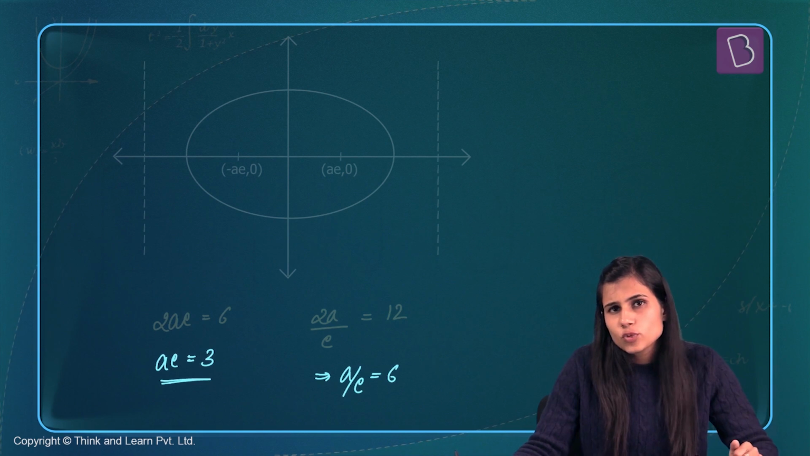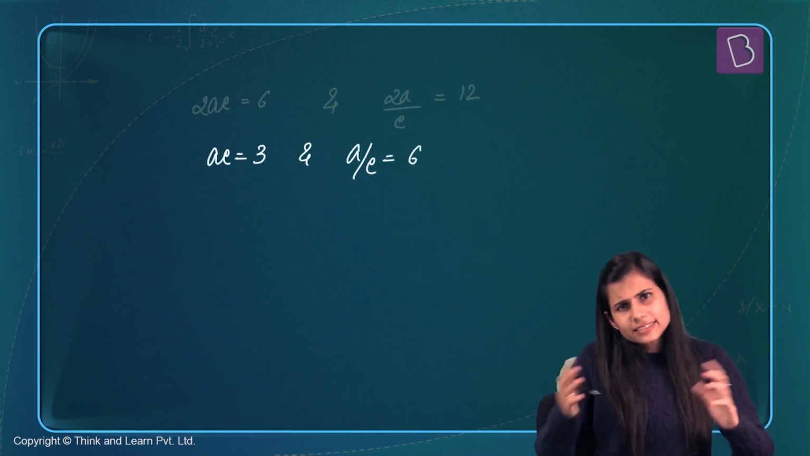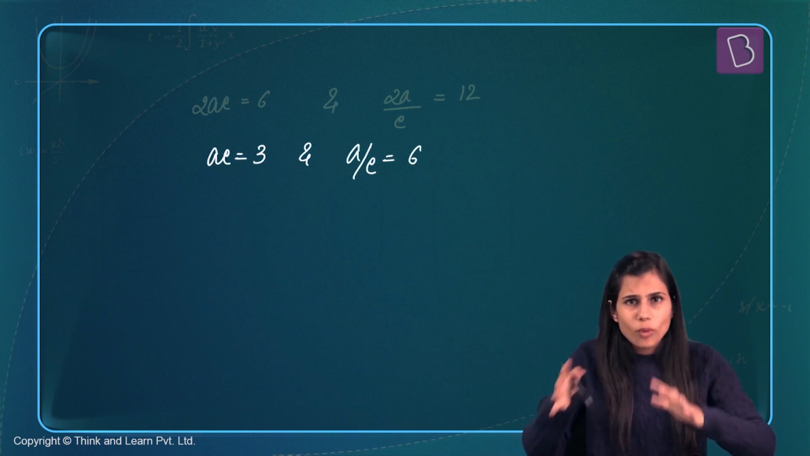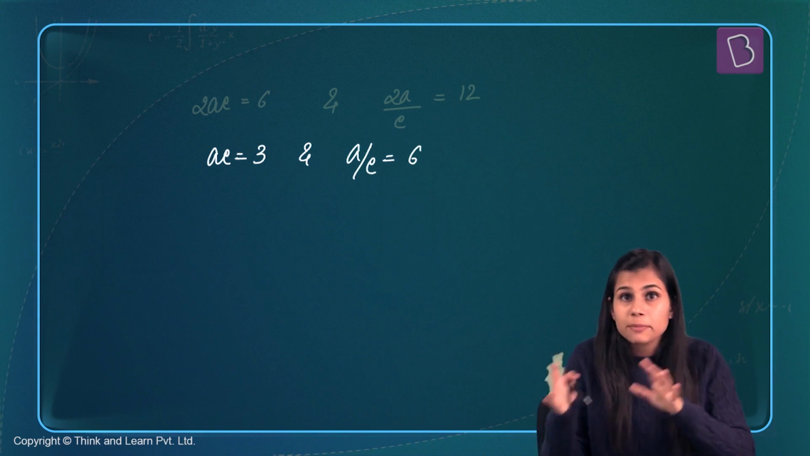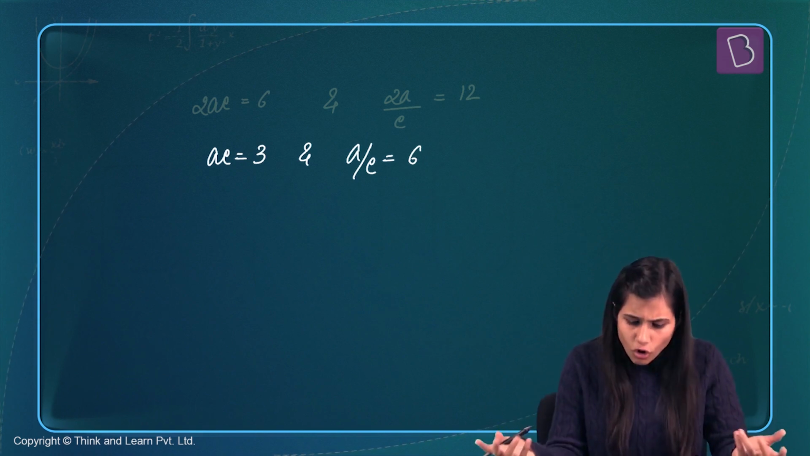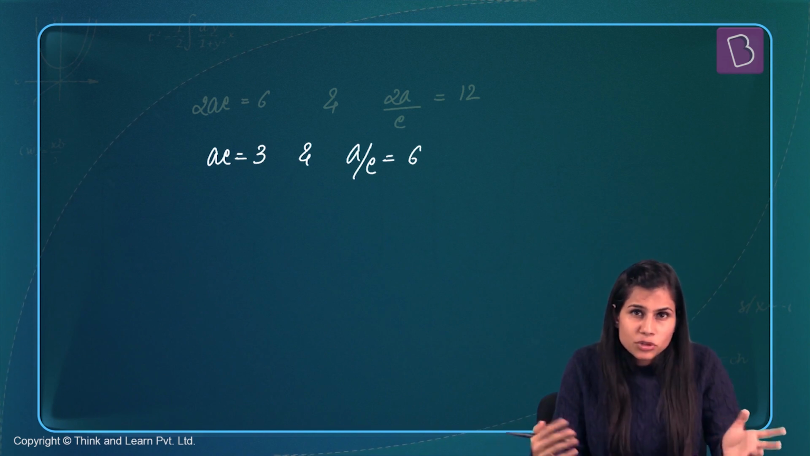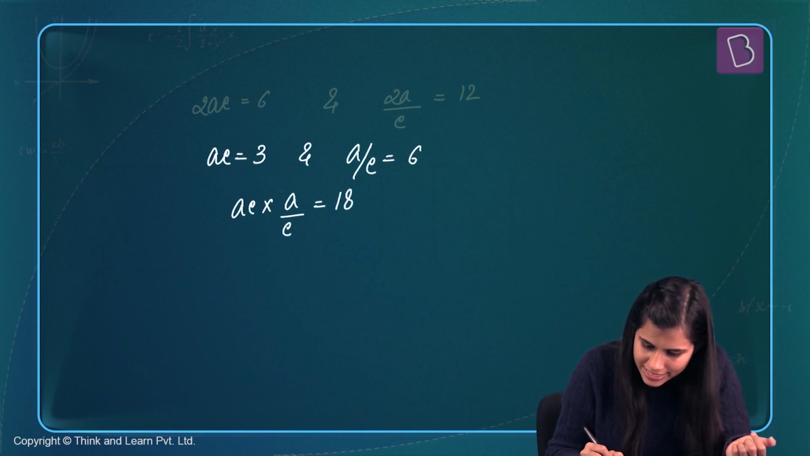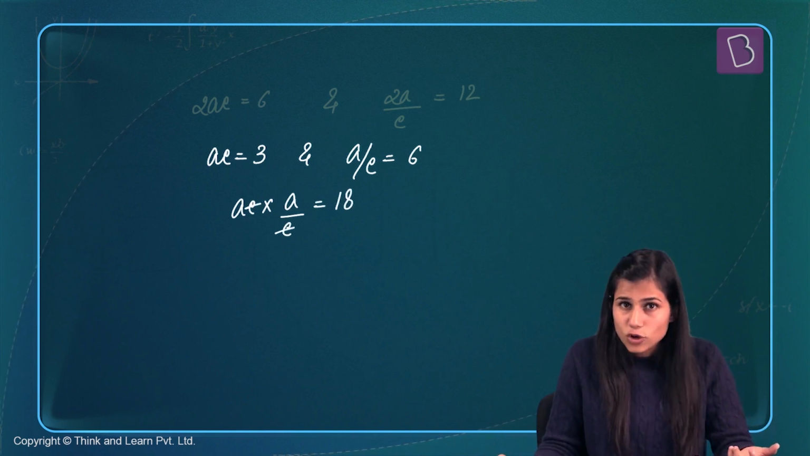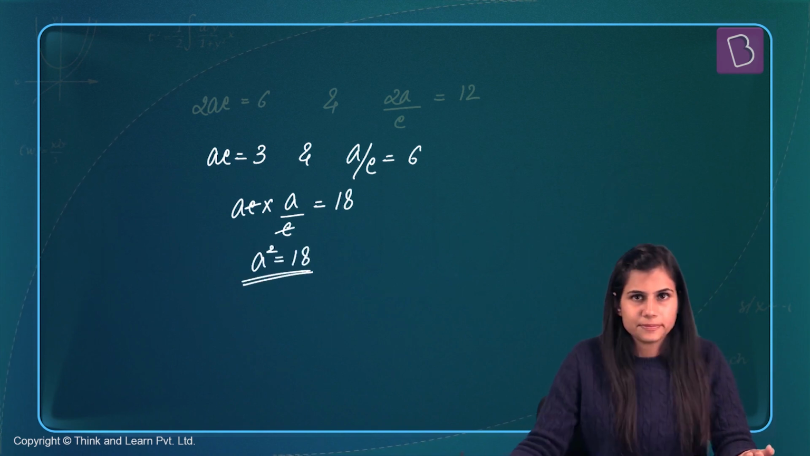So how do I solve these two equations simultaneously? It's very simple. You can relate them in many ways. You can find the value of a from one equation and plug it in the other, or find the value of e and plug it in the other to get the value of a. Or you can realize that ae multiplied by a by e is going to lead to cancellation of e's. So let's use that. ae into a by e simply gives you 3 into 6, that's 18. The e's get cancelled, as e is always a positive quantity, giving you a square equals 18.